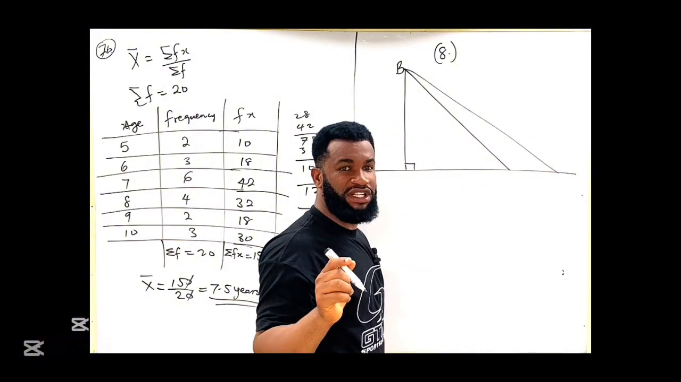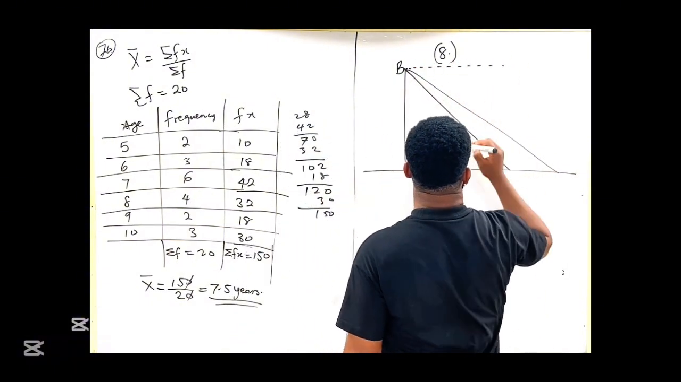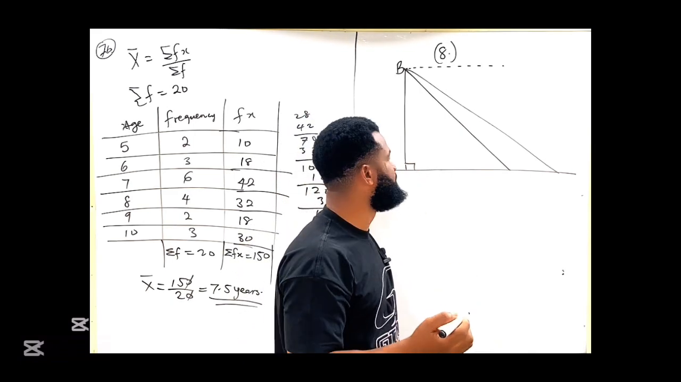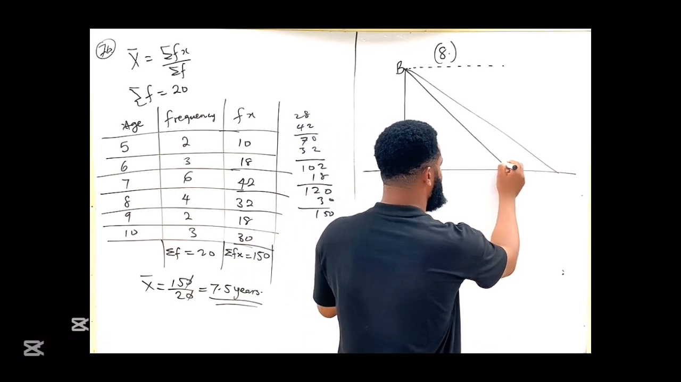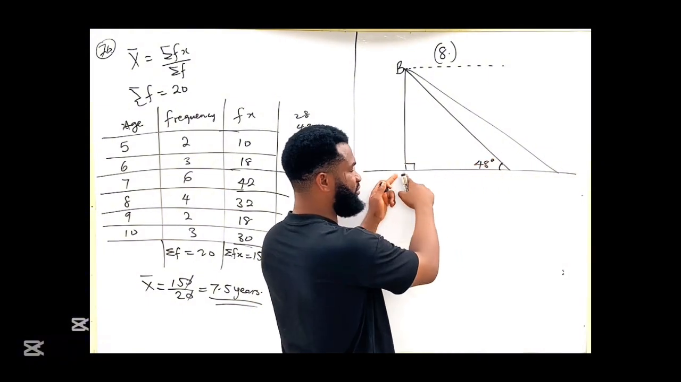Now, let me tell you one thing. This is the horizontal level of where the bird is. This is elevation actually, not depression. So the first person must have a bigger angle. This person must have 48 degrees, closest to the angle 90.